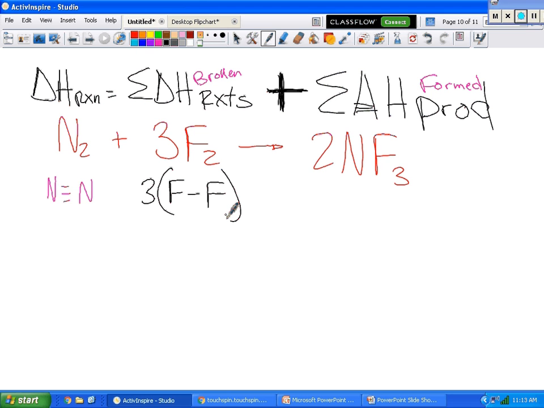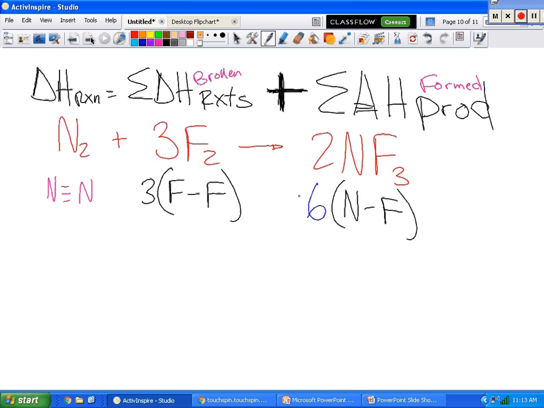Okay, now what about the NF3? This right here is where students miss this. People put 2 NF bonds. Why? Where do you think you got the 2 from? The coefficient. But here's the problem: how many are there supposed to be? 6. Very, very good. Why are there 6 of them?